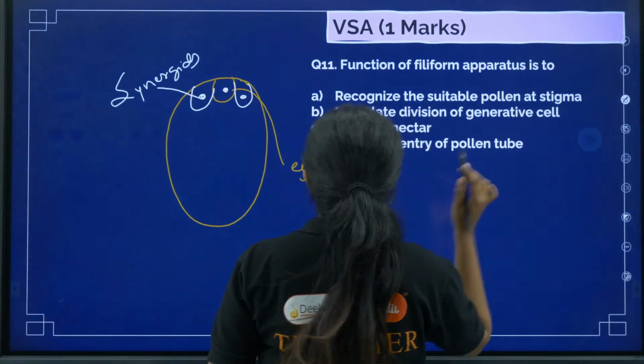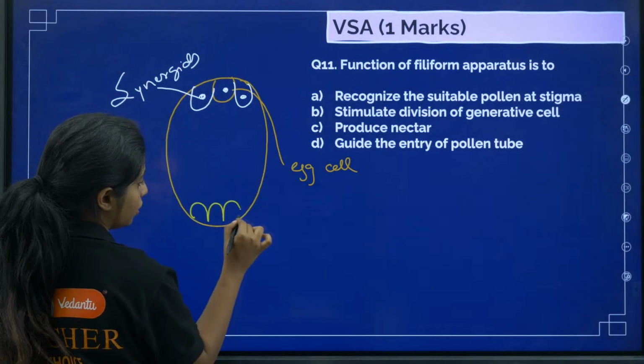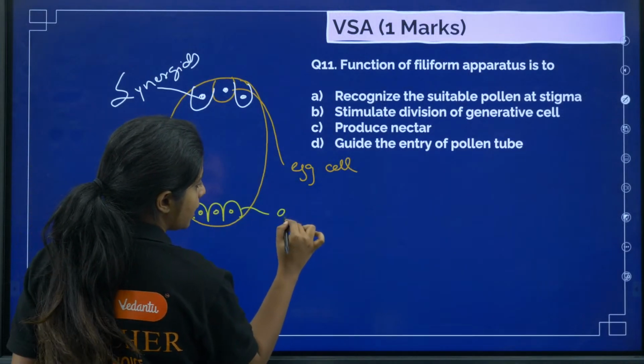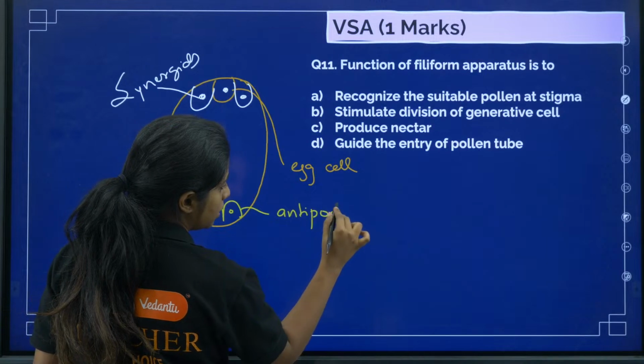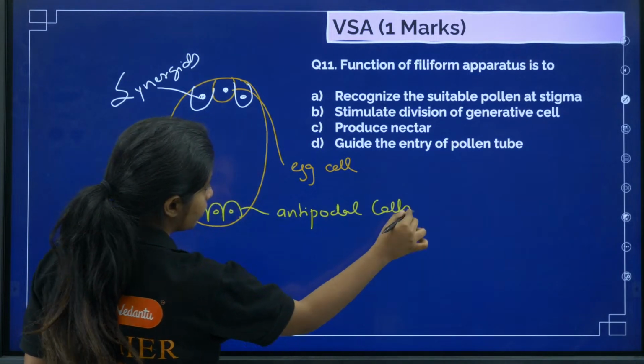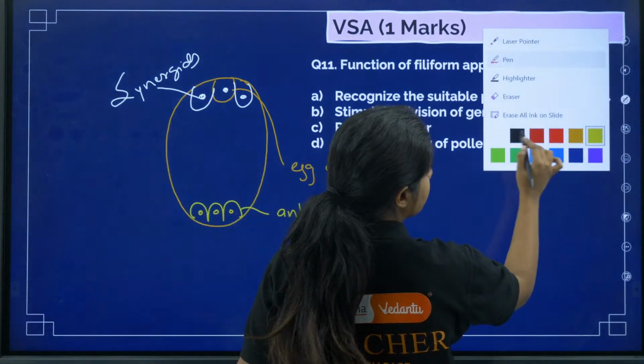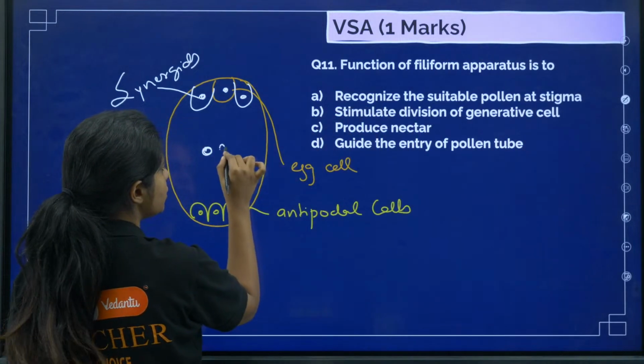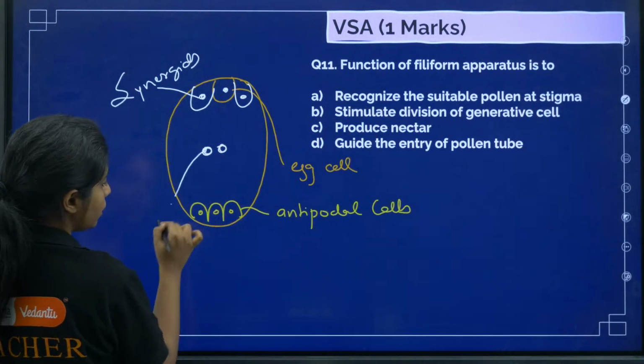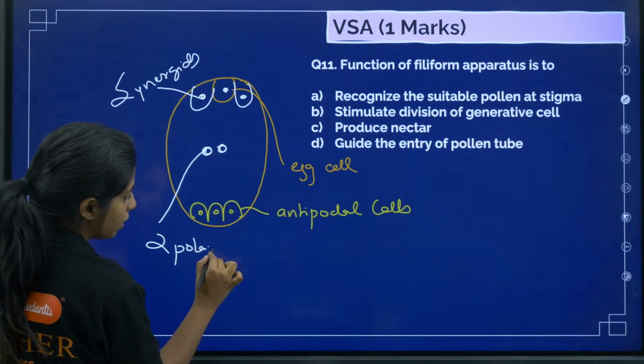Now, here there are 3 different cells. You call them antipodal cells. Now, here in the middle there are 2 nuclei. Just the nuclei are there. What do you call them? You call them the 2 polar nuclei.